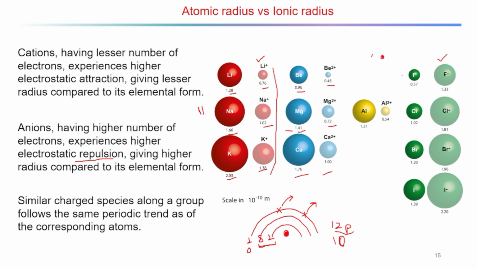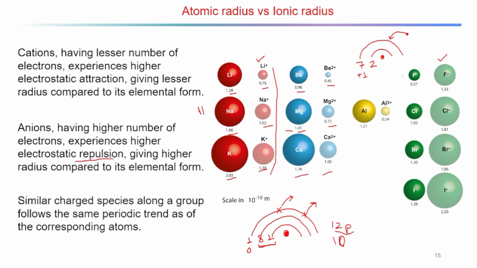This is the nucleus, this is the first shell, and this is the second shell. So in the first shell we had 2 electrons, and in the second shell we had 7 electrons in case of fluorine. But when we are putting one more electron here in the orbit, we are doing 7 plus 1. So one electron is increasing. Now we have 2 electrons in the first orbit and 8 electrons in the next orbit.